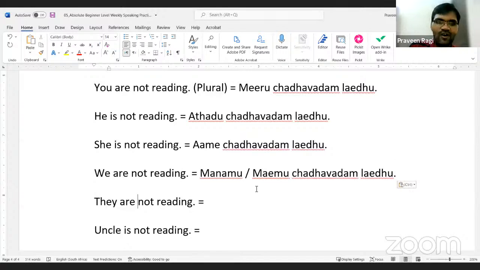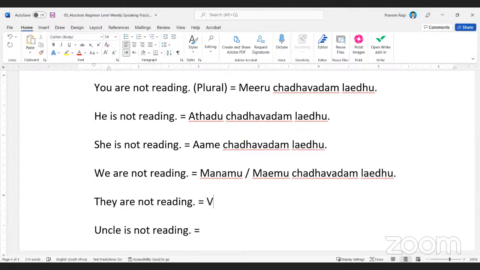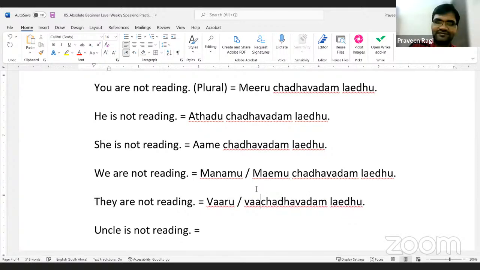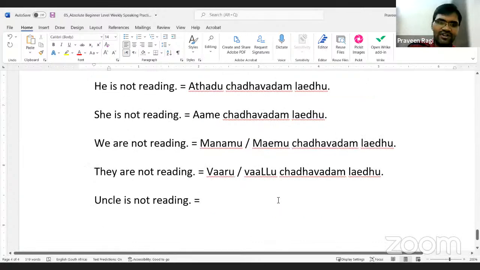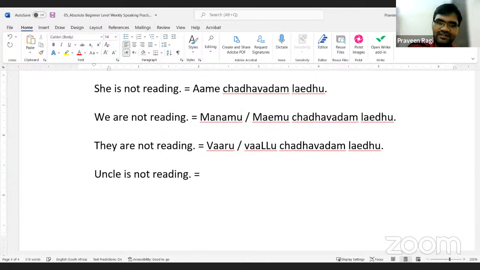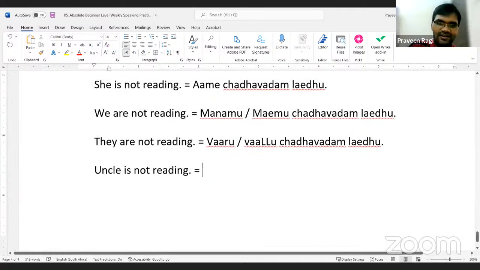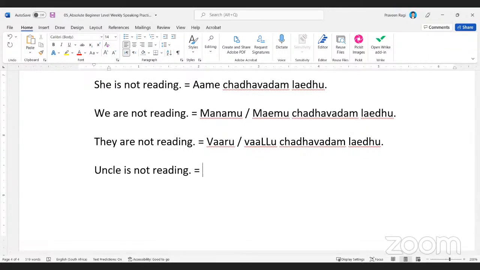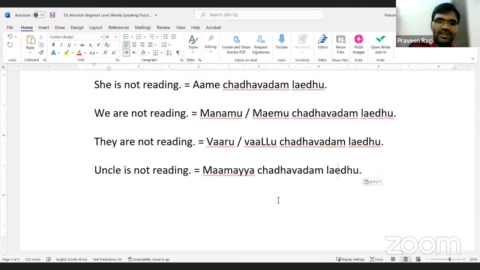They are not reading. Can you try this one? Varu chadavadam ledu. But in real life situations, you can also use vallu. Vallu chadavadam ledu. Next one is uncle is not reading. So uncle means, can you try? You know the meaning? In Telugu we say Mamaya. So Mamaya chadavadam ledu.